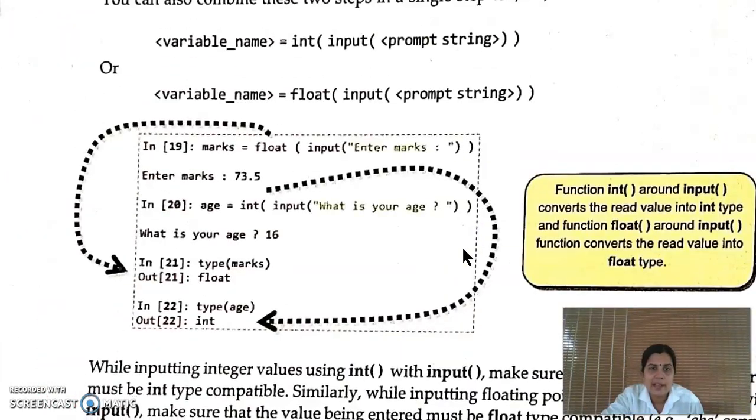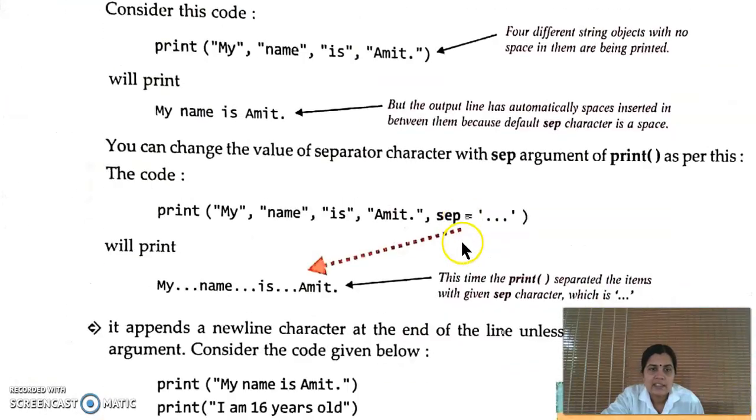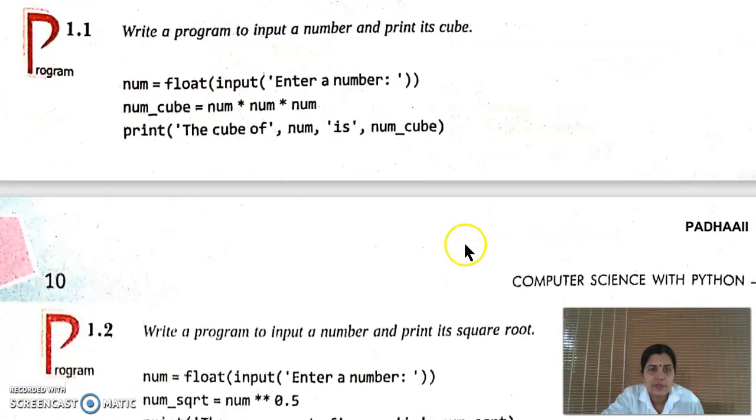So there are some other programs also in your textbook. Let's discuss some examples from your textbook. The next program is: write a program to input a number and print its cube. Cube means, suppose we are inputting 8, then 8 into 8 into 8 will be the answer. If you are inputting 2, 2 into 2 into 2 will be the answer.